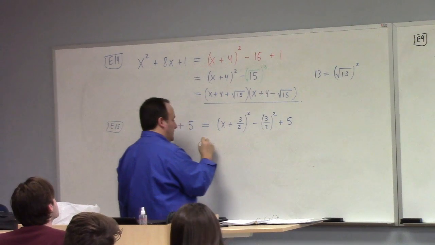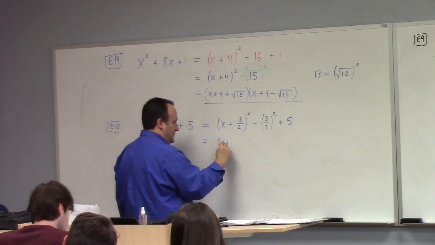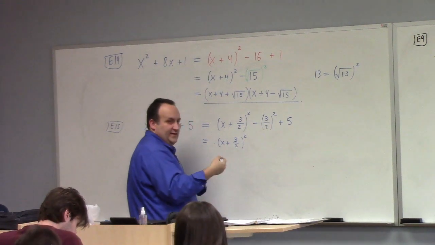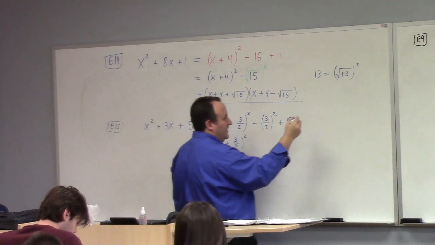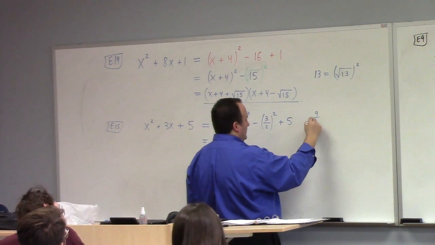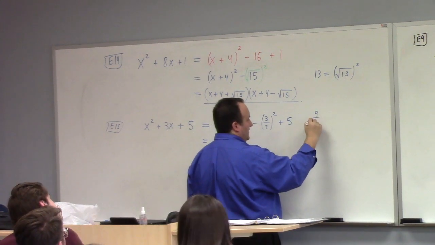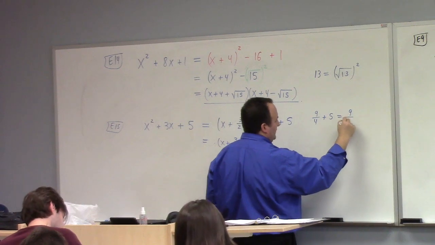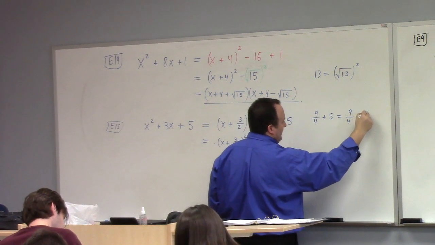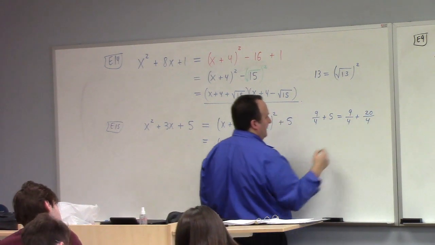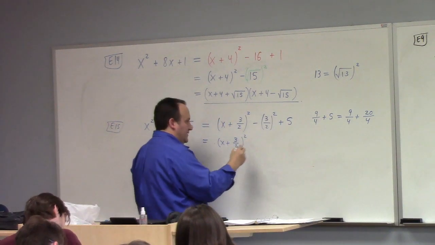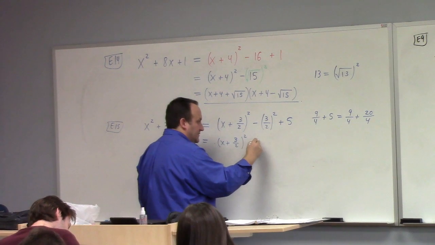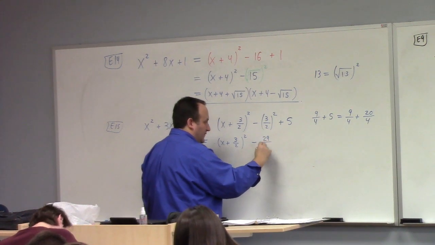And the bad news here, in some sense, is that you got to do some fraction adding, right? So let me do it off over here. (3/2) squared is what? (3/2) squared is 9/4. 9/4 plus 5 is 9/4 plus, I think, 20/4, right? So what we're really looking at here is (x + 3/2) squared minus 29/4.